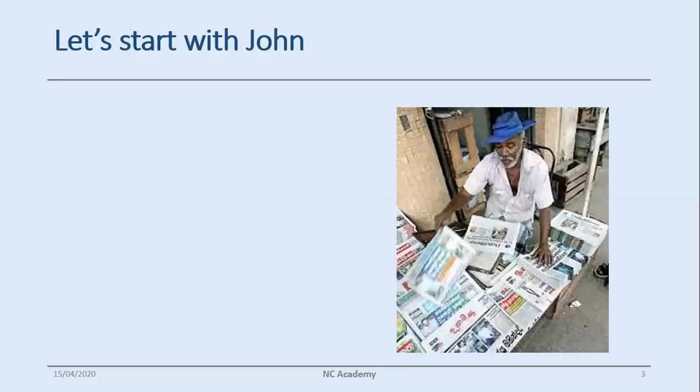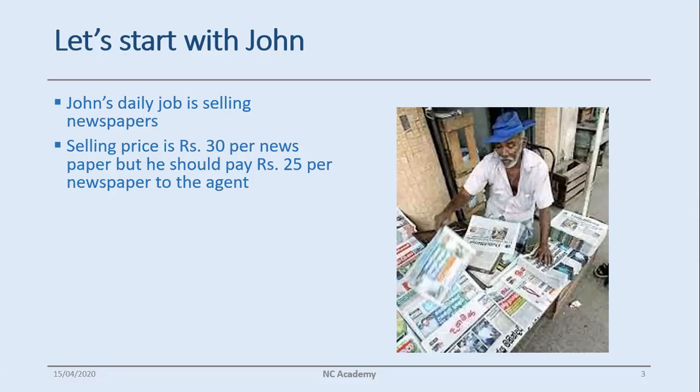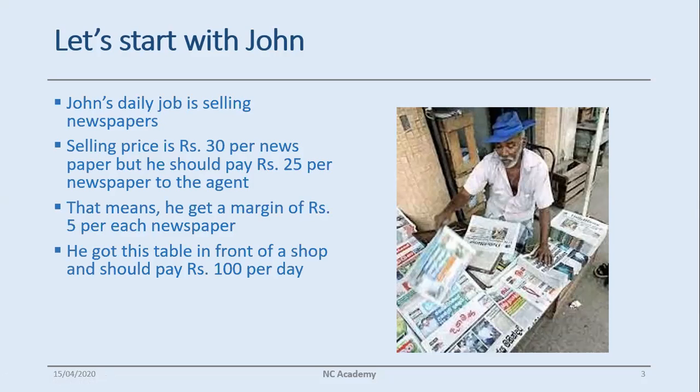Let's start this entire concept with John. Let's see how John is managing his business. He's selling newspapers. He sells a newspaper at ₹30, but he has to pay ₹25 to the agent who supplies these newspapers to him. Each and every newspaper he sells, he will earn a margin of ₹5. He doesn't have a complex cost structure, and his only cost is ₹100 per day for this table just in front of a shop.